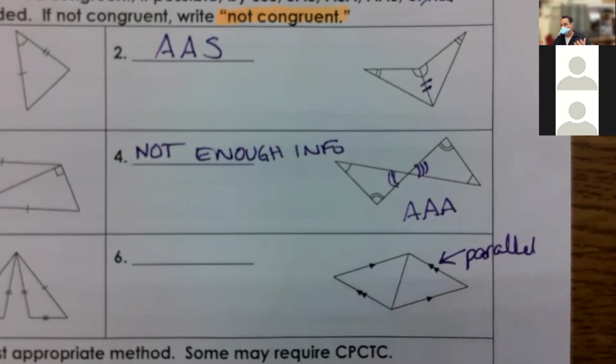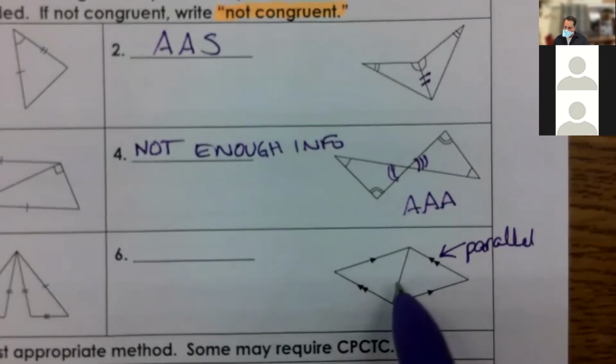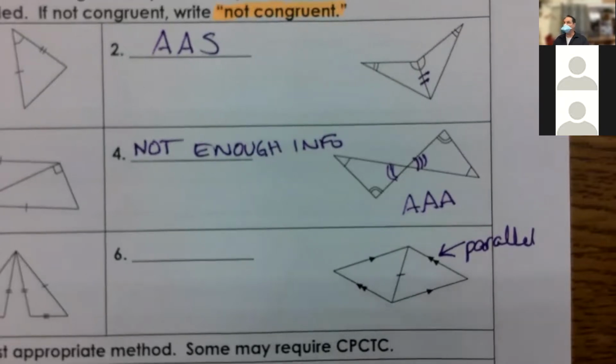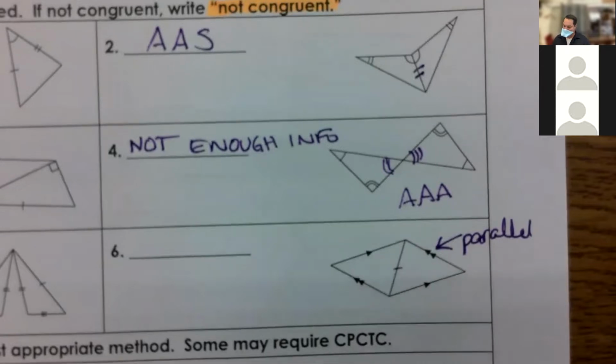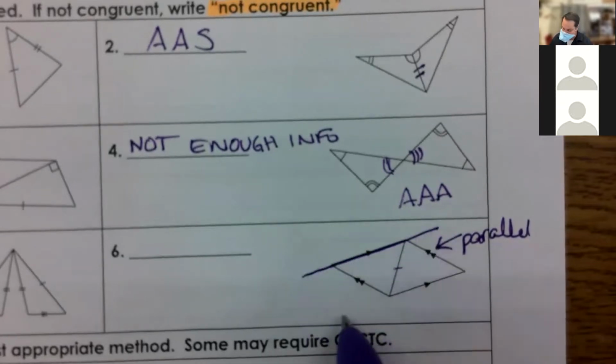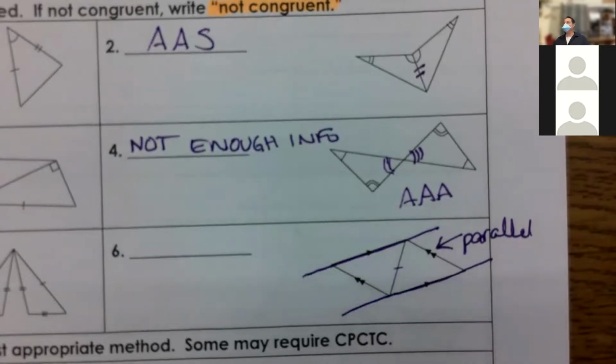Now, there's no congruence pieces here. We could do reflexive. We know this is congruent to itself, but we need more than that. I'm going to ask that you think about it this way. If you're looking at parallel, I want you to think about parallel and see what that sparks in your brain. Kate? Well, there's 2 like alternate interior angles and stuff.